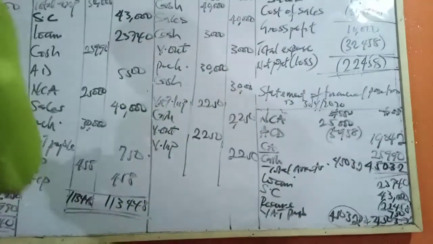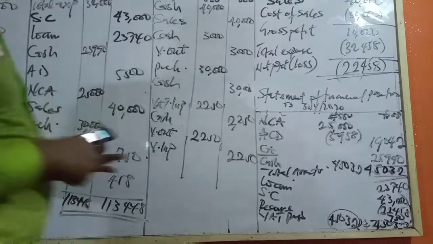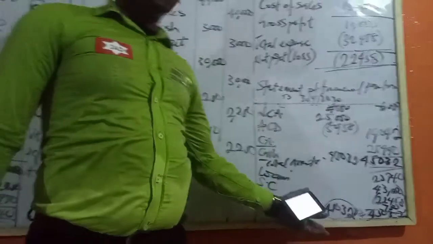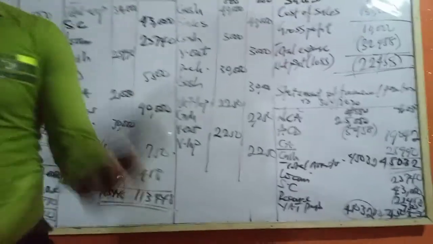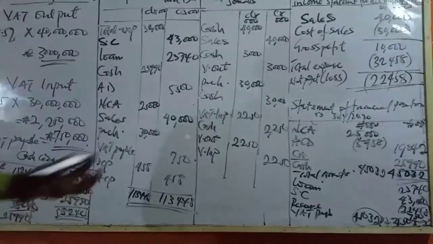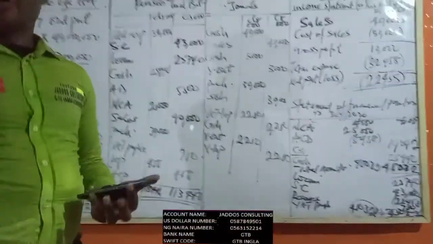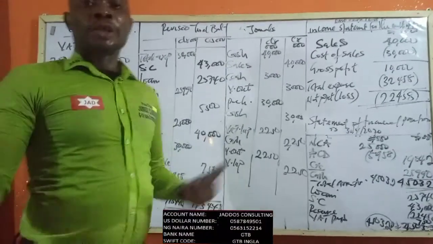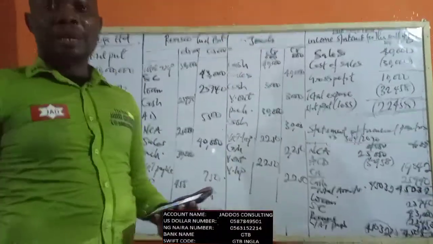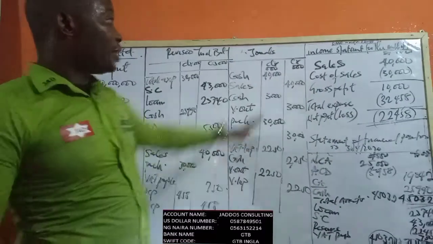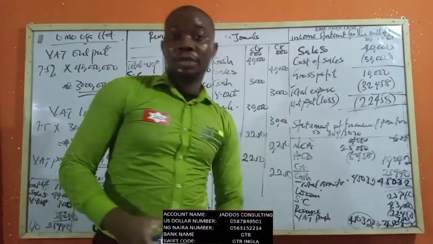So this is your statement of financial position, comparing your assets for the period with your liabilities for the period. So in this question, we've been able to look at the VAT implication from the accounting perspective, record them, and then write our journals accordingly, and then prepare the income statement and the statement of financial position.